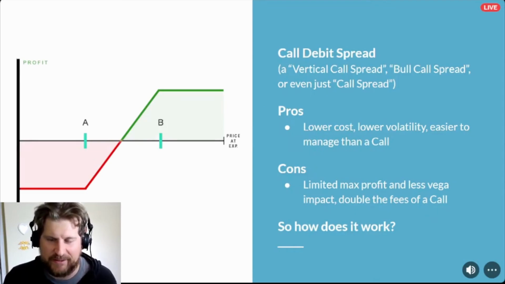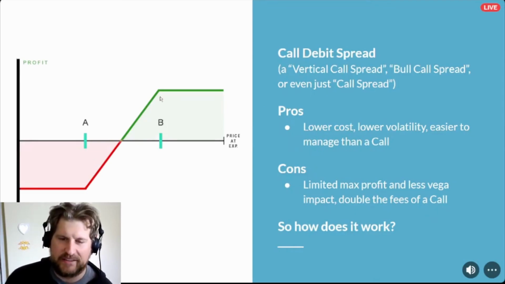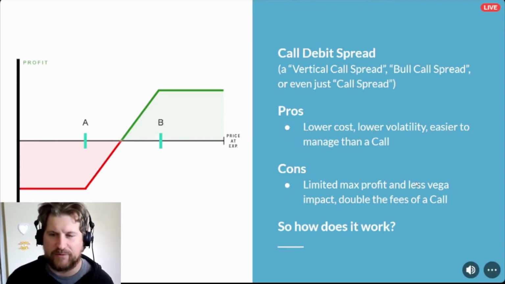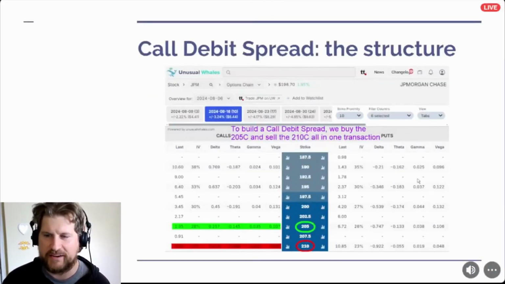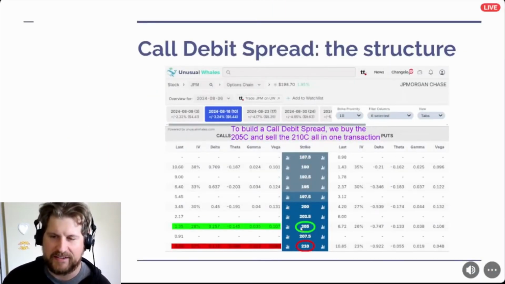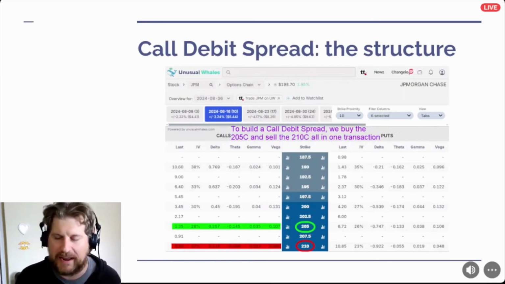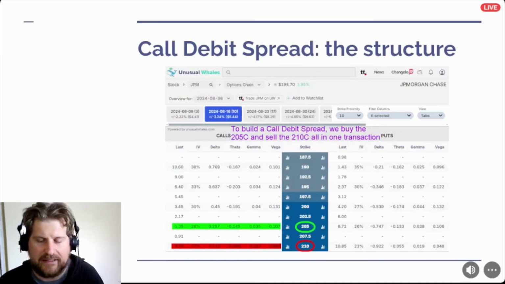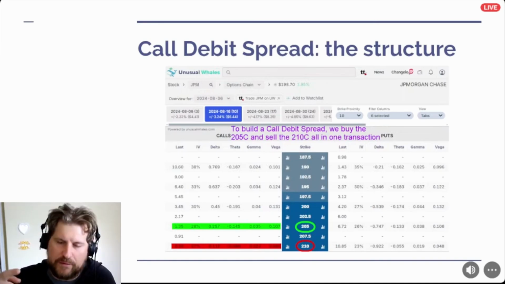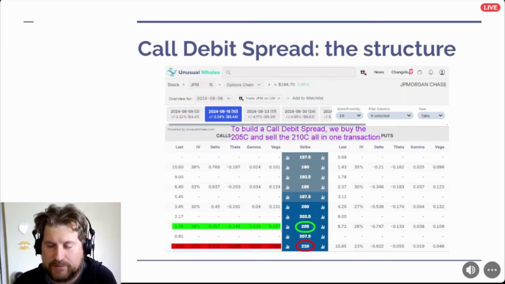Last week, we talked about the call debit spread. And very specifically, I said that this week I'll explain why the call debit spread has lower volatility and less Vega impact. But just as a quick refresher, a call debit spread occurs when you buy a call that is close-ish or in the money, and you sell a further out of the money call. That structure is locked in stone. For a call debit spread, it has to be selling a further out of the money call. If you reverse those, you get something called a call credit spread, and that's definitely not the same thing.